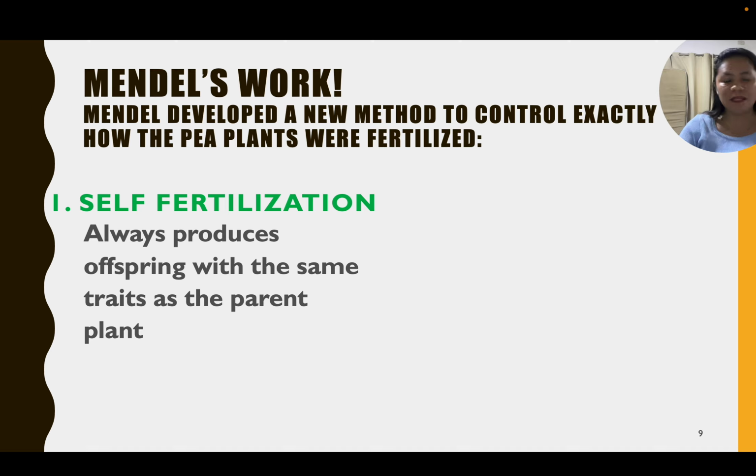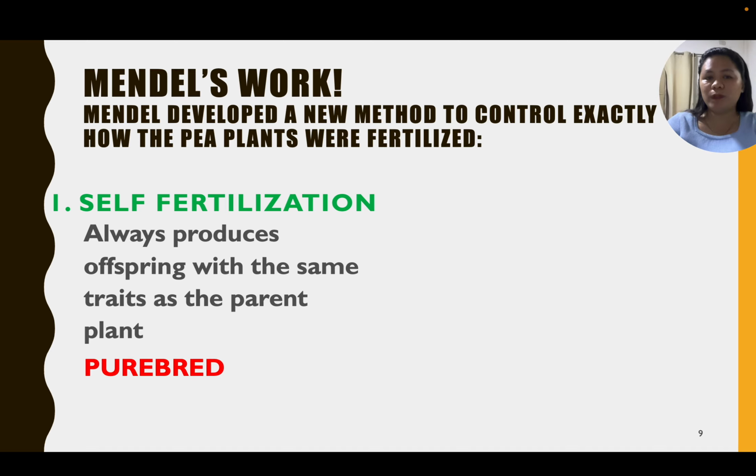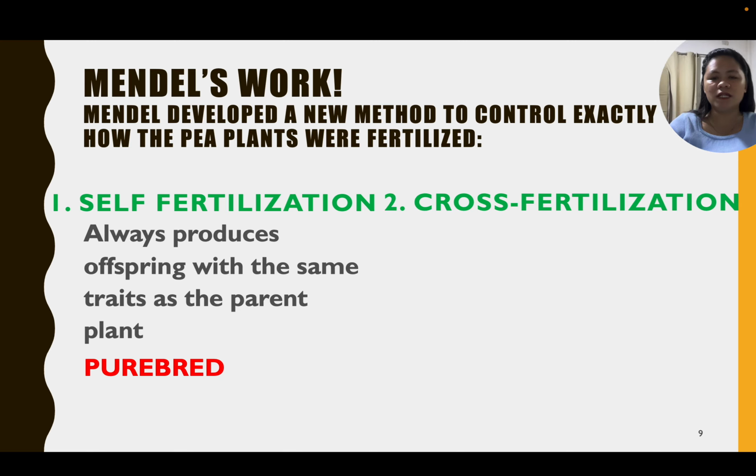So, same plant lang talaga, isang body lang siya. So, of course, it will produce all the time, purebred talaga. Pure breeding yung ginagawa sa self-fertilization. Next is the cross-fertilization. By the way, yung self-fertilization pala, of course, it ensures the parental generations are true breeding.